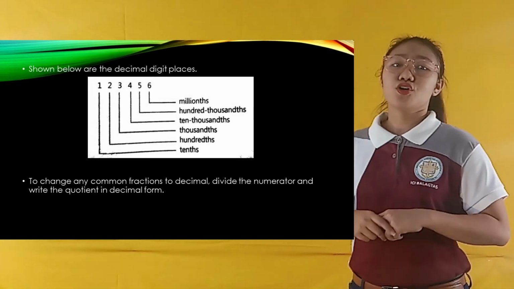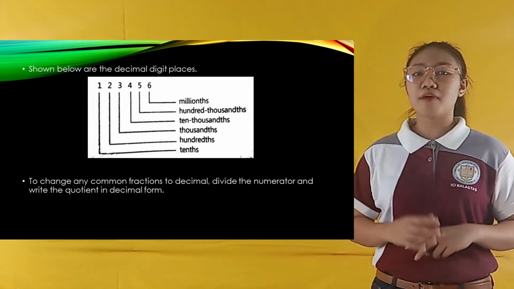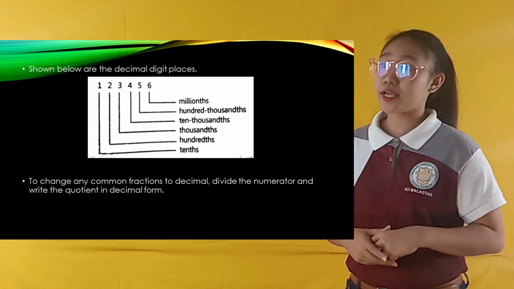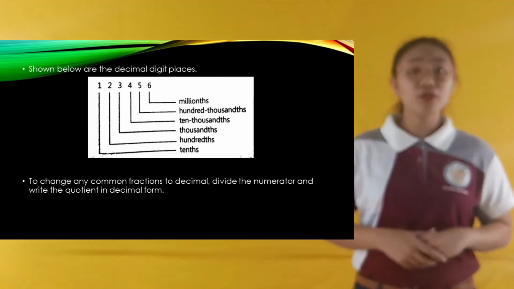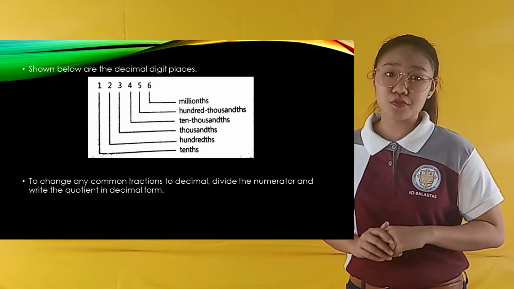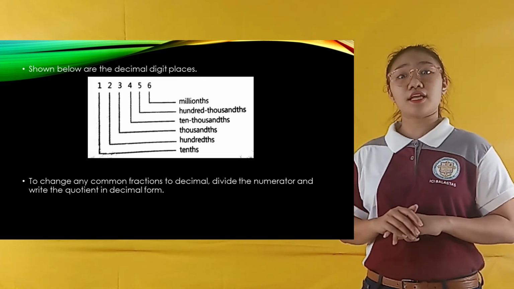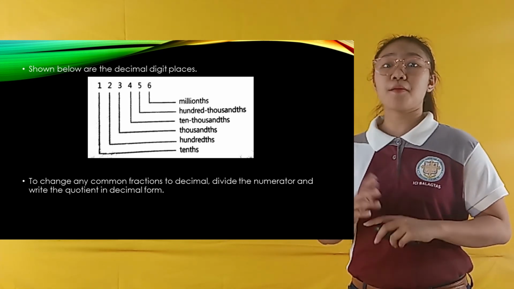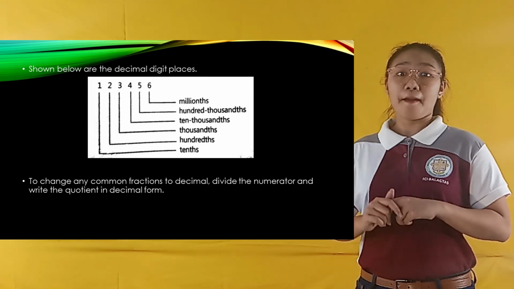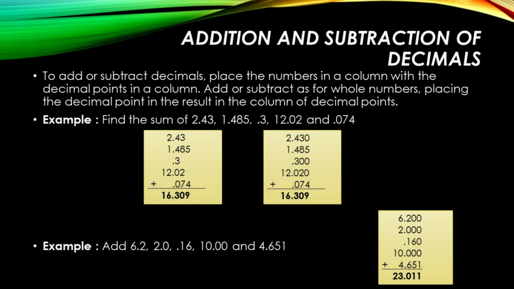Next, class, shown below are the decimal digit places. As you can see, class, the 1 is called tens. Then the 2 is called hundreds. Then the 3 is called thousands. Then the 4 is called 10,000. Then the 5 is called 100,000. Then the 6 is the million. Next, to change any common fraction to a decimal, divide the numerator by the denominator and write the quotient in decimal form.